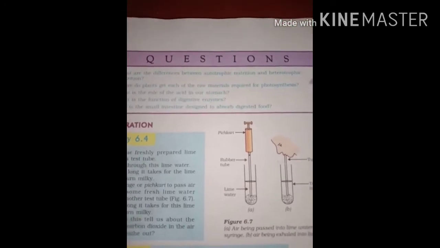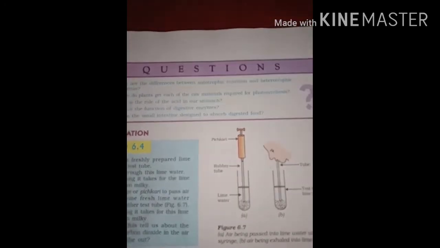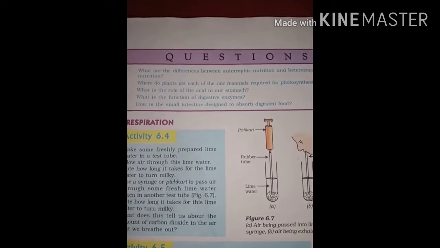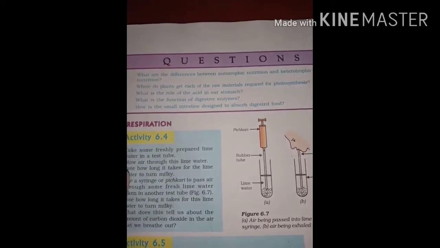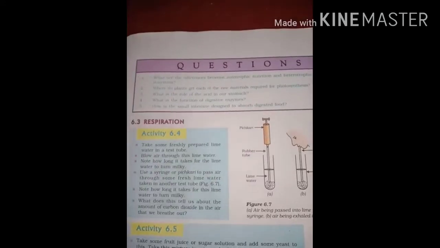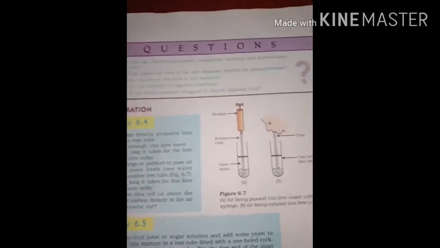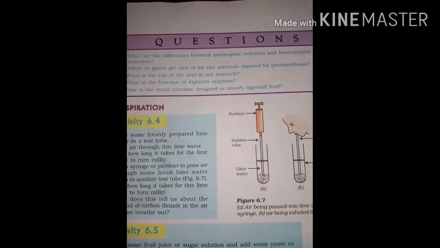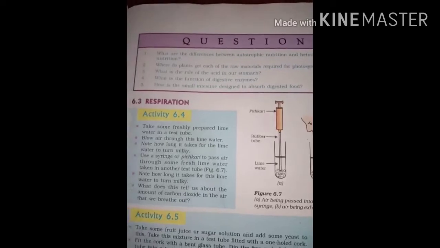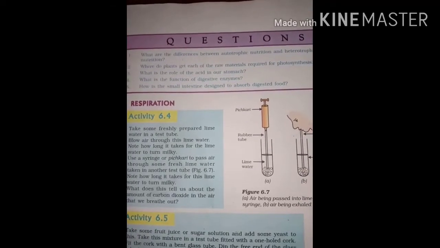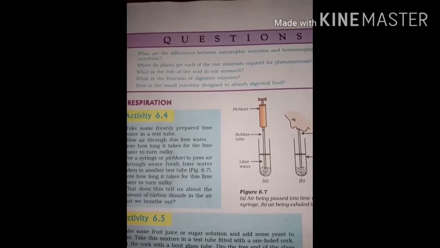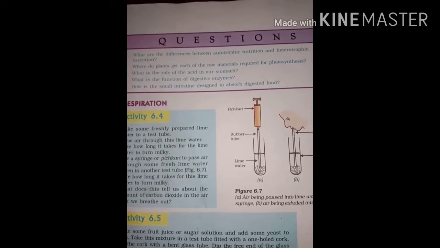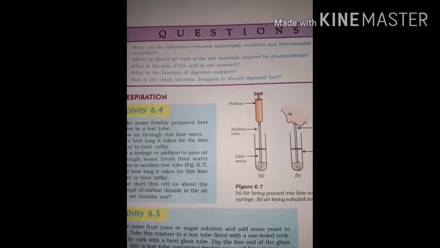And they may ask what is the difference between autotrophic nutrition and heterotrophic nutrition. So if they ask for 3 marks, write at least 3 points. If they ask for 2 marks, write at least 2 points. Write 2 differences. Then where do plants get each of the raw materials required for photosynthesis?